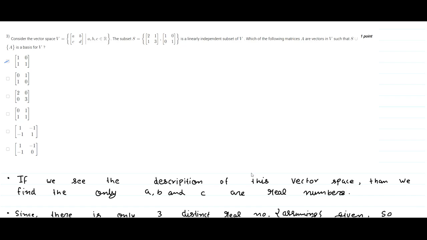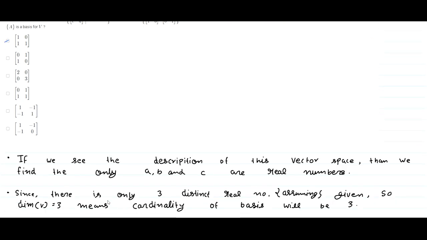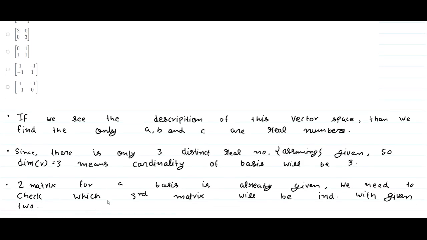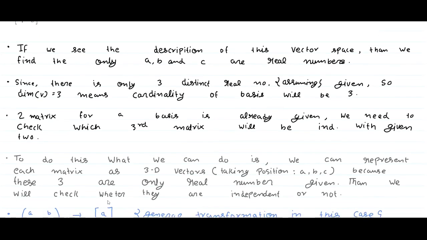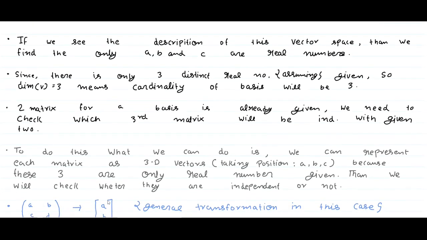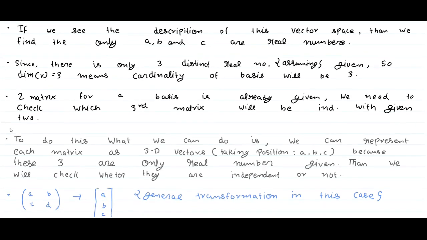If we see the description of this vector space, then we can find that only A, B and C are real numbers. Since there are only 3 distinct real numbers in this vector space, the dimension of V is going to be 3 only, as there are only 3 free variables. It means that the basis for this vector space is going to contain 3 matrices, and we are already provided with the 2 independent matrices. Now we have to find which of the given matrices will form a basis for this vector space, or basically will be independent from those 2 matrices.